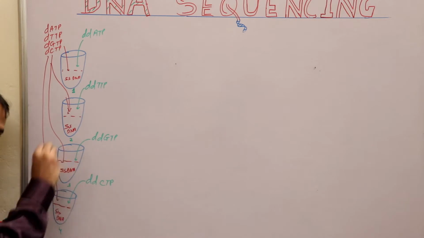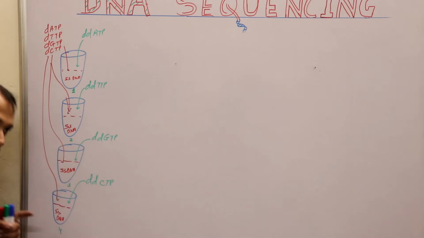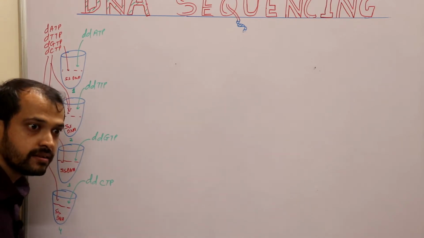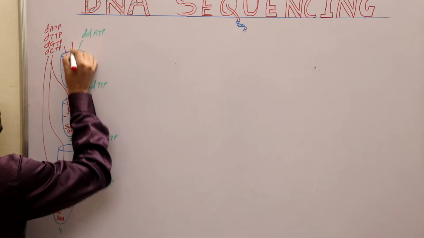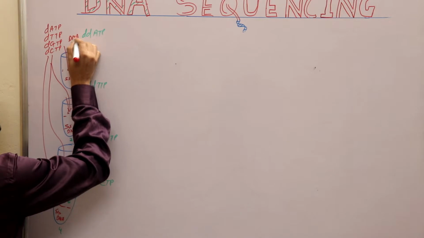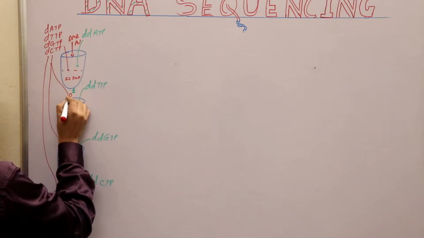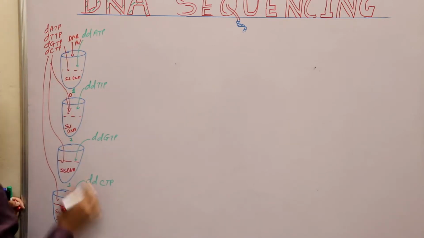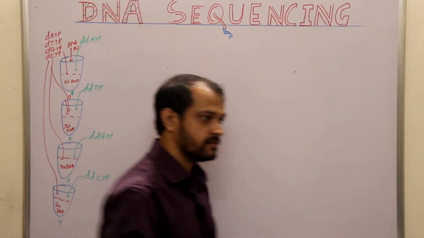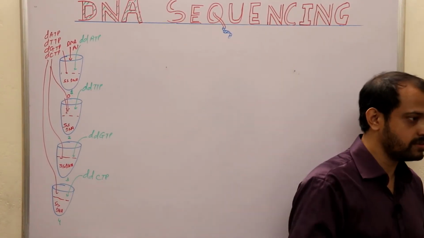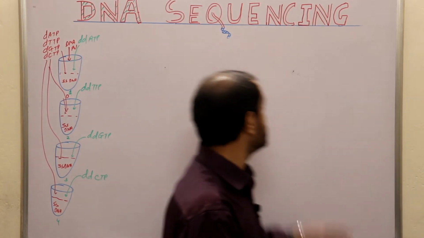After we have mixed all these things, we will add magnesium sulfate, and then we will add DNA polymerase. So, DNA polymerase, magnesium sulfate. Okay, now listen. Within seconds, this reaction is done, and you have sequenced the gene. You have sequenced this DNA.